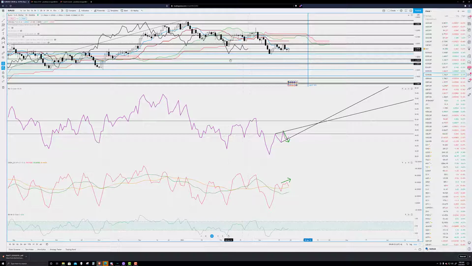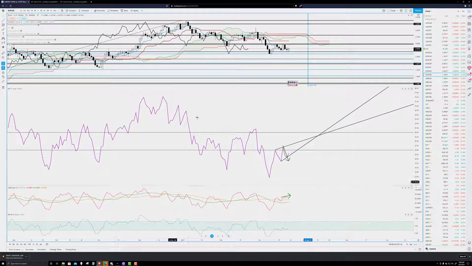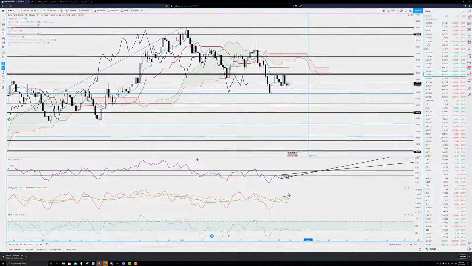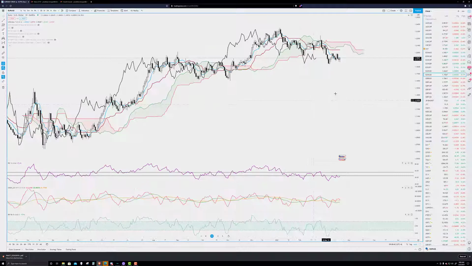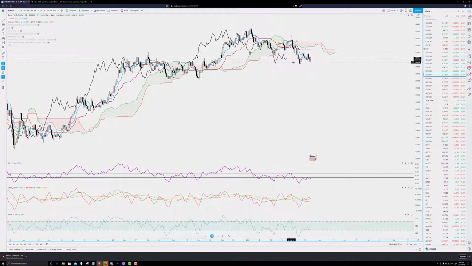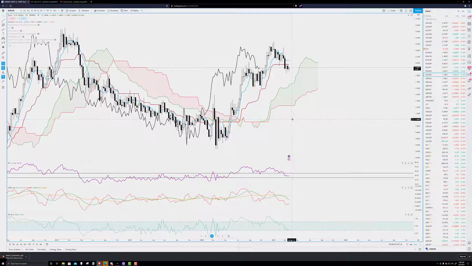Ichimoku still very bearish. Let me hide all the drawings here and draw this. Move these south here. Let me hide all the drawings. Ichimoku wise, it's still bearish. Everything in here is very bearish still. Weekly chart on the Ichimoku: mixed.